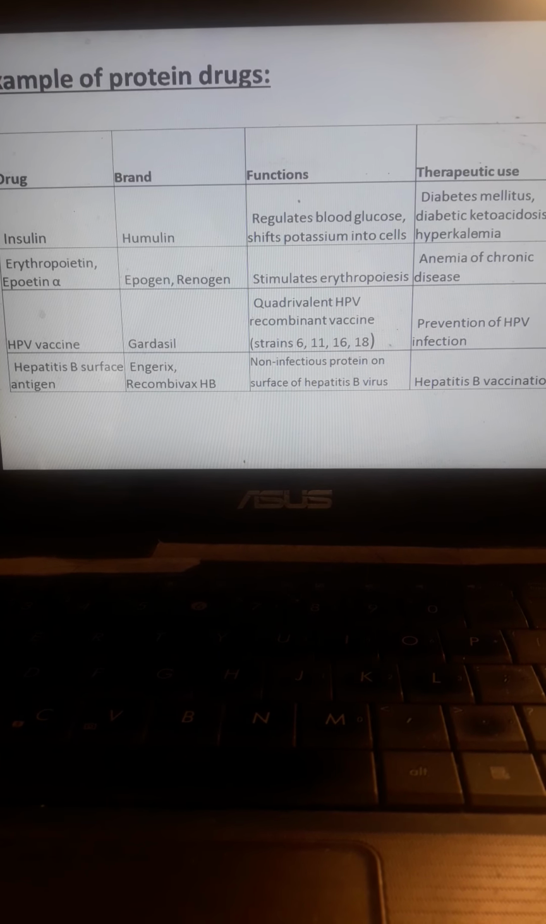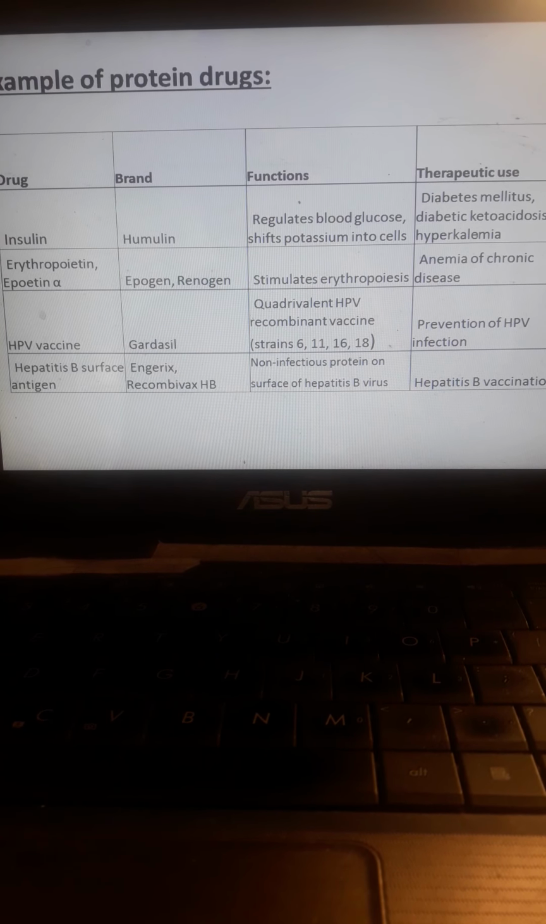Okay, that's why we study biochemistry. You not only inject drugs into patients, but you have to know the nature or the properties of those drugs. Is it a protein drug or a carbohydrate drug?